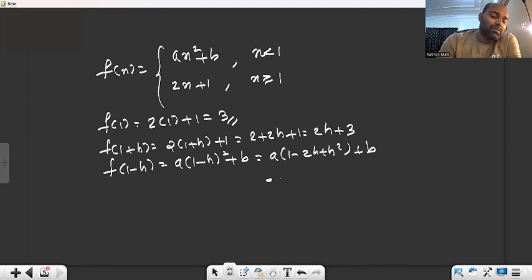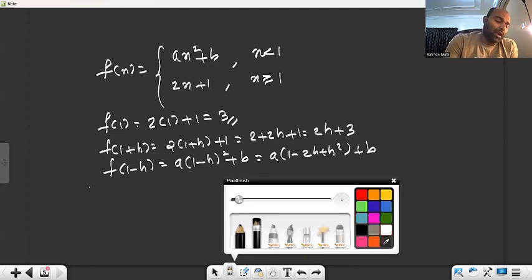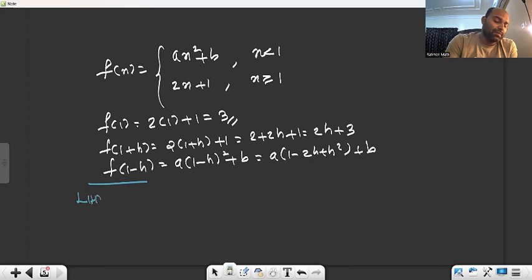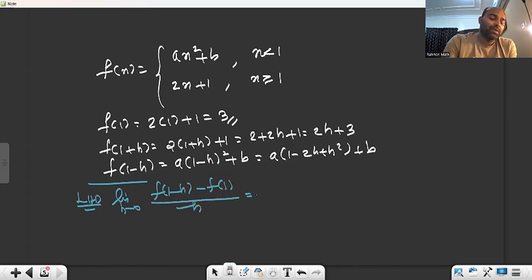Differentiability at x equal to 1. Now LHD. No need to wait for me, you carry on. LHD: limit h tending to 0, f of 1 minus h minus f of 1 by minus h.